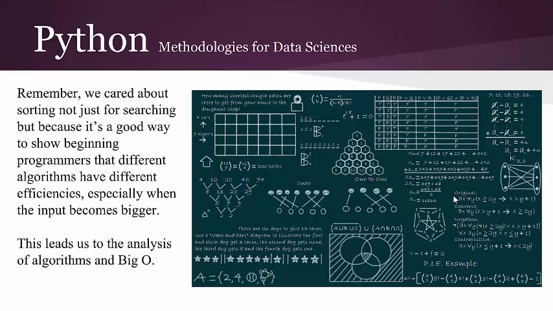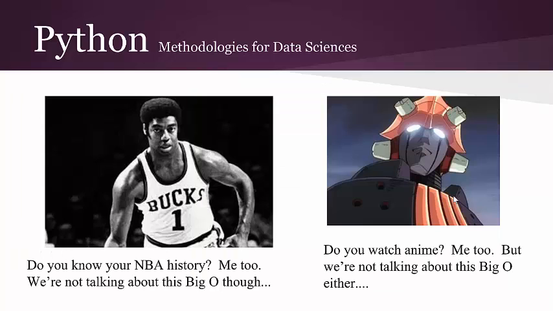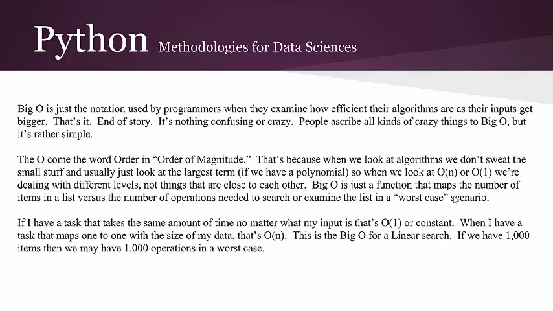So if people talk to you about it, you could say, yes, I've seen that before. Or, yes, I know what you're talking about. I know a little bit about what you're talking about when you talk about that. And basically what it is, well, first time I heard Big O was about Oscar Robertson. He was a basketball player when I was a little kid. And there's also a character in anime. But what Big O is really about is the analysis of algorithms.